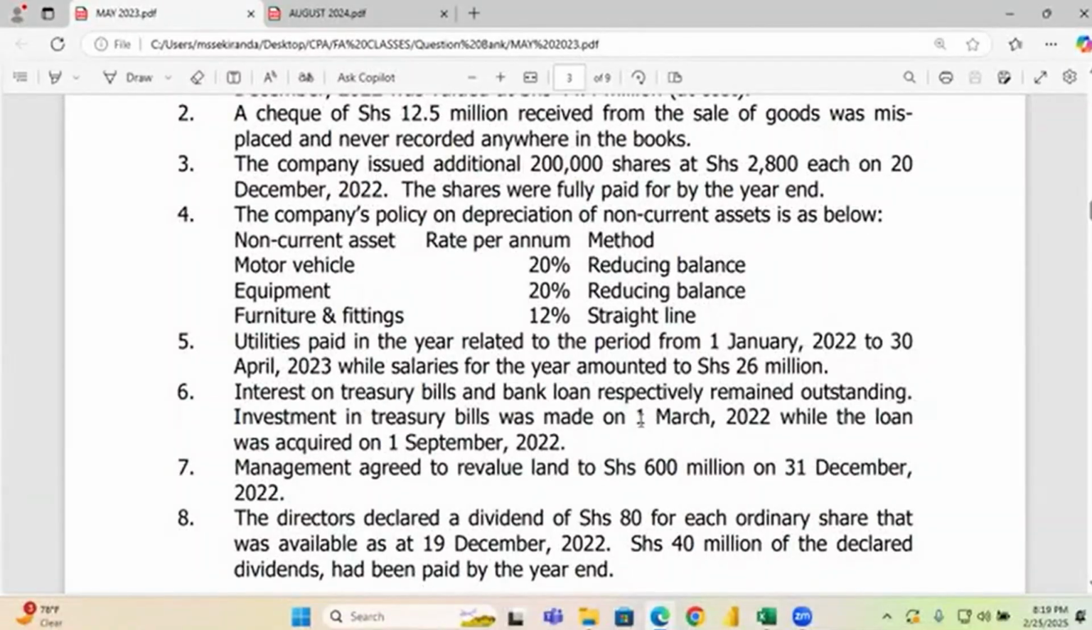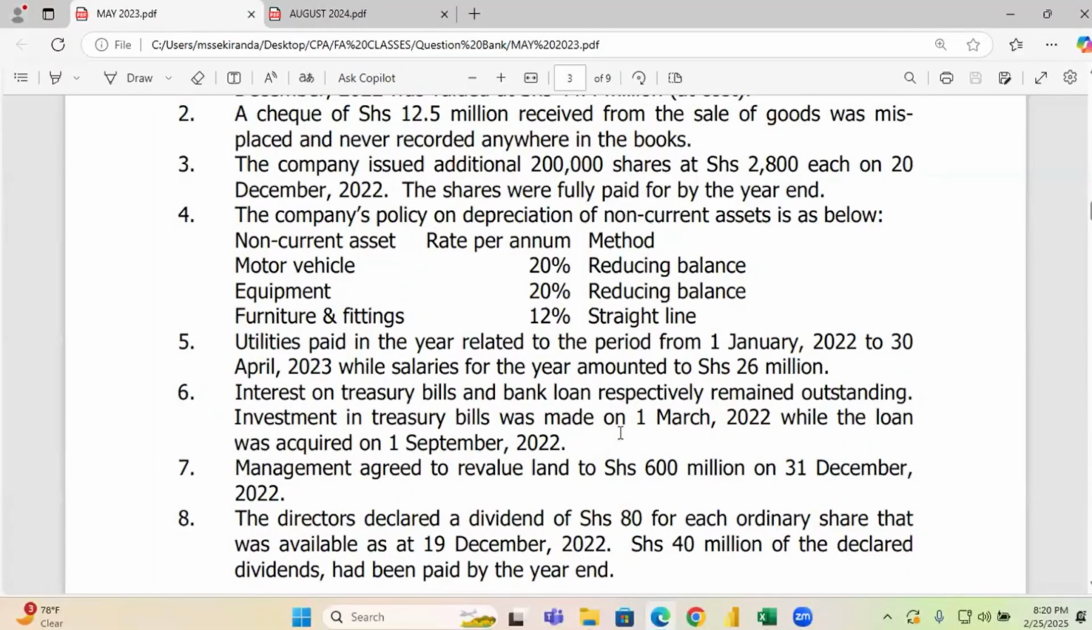If the investment had been done on 30th of March, of course, March wouldn't have been included, okay? Because it would have been done at the end of the month. But since it is being done at the beginning of March, March is included.